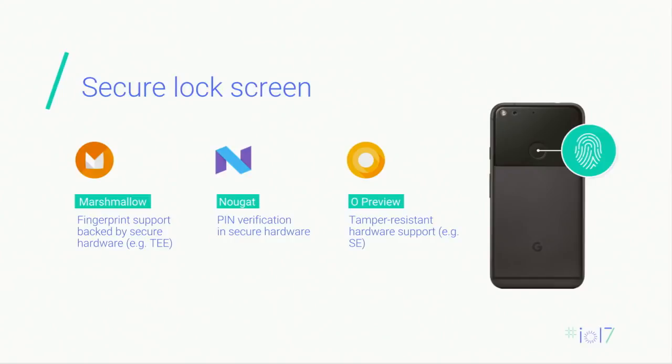From the very beginning, fingerprint verification was required to be implemented in secure hardware, such as the Trusted Execution Environment, the TEE. With Android Nougat, we started requiring that PIN, pattern, and password verification also take place in secure hardware. And now with Android O, we're adding in support for tamper-resistant hardware. So similar to the chip that you see in credit cards today, Android now supports having that chip be embedded in the hardware and using that chip to do PIN, pattern, and password verification. This significantly raises the bar, making it much, much harder to perform a physical attack against the device to bypass the lock screen.